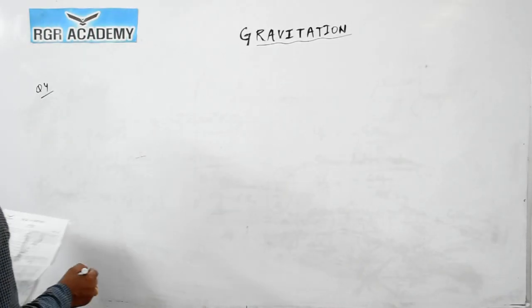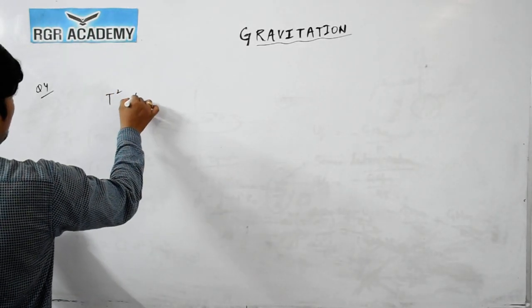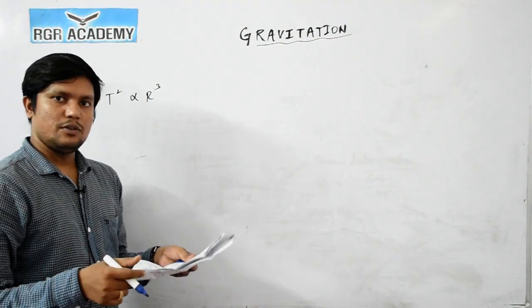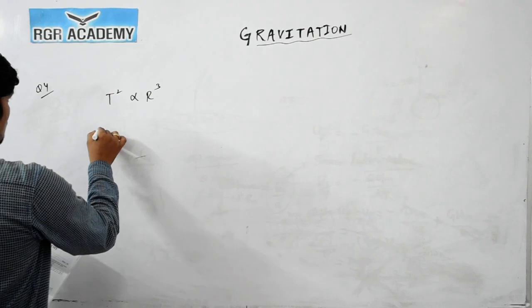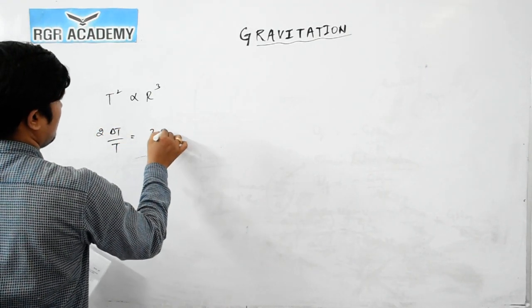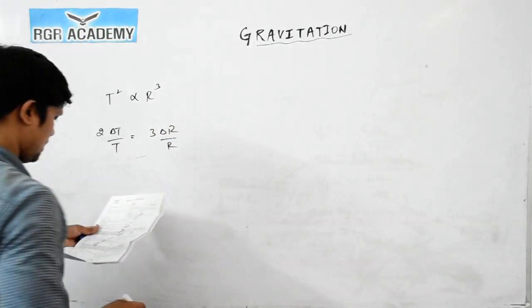So we know that T square is proportional to R cube. As the difference is very small, we will use the error method. Okay, so we can write 2 delta T by T should be equal to 3 delta R by R. Okay.